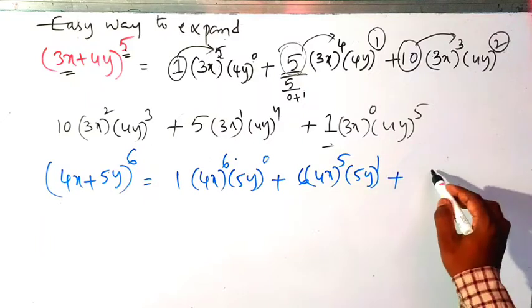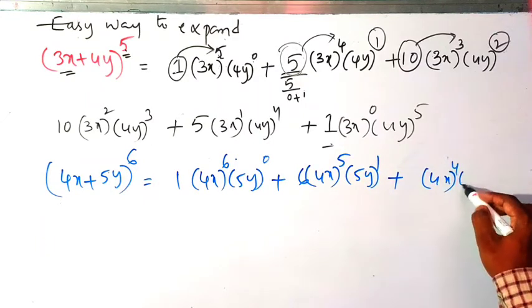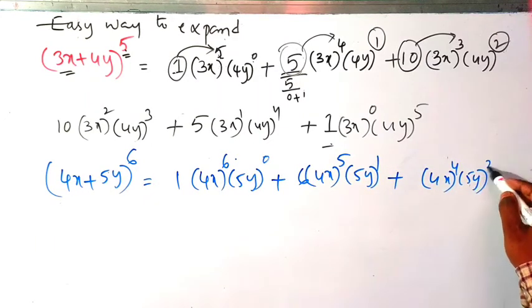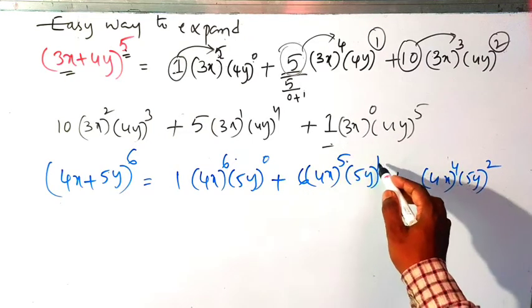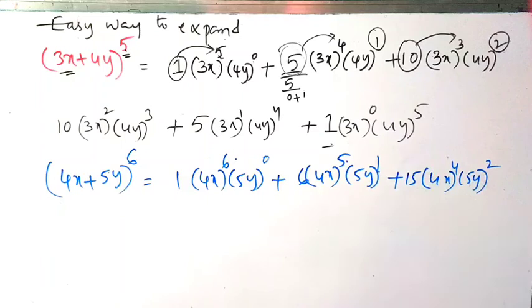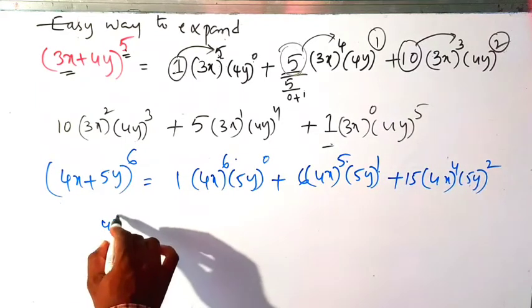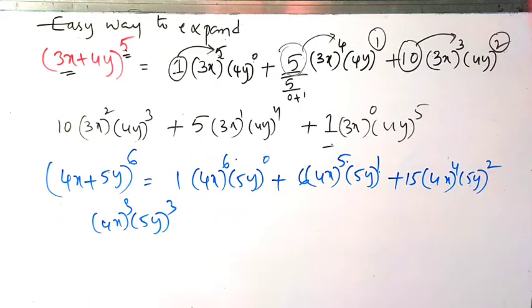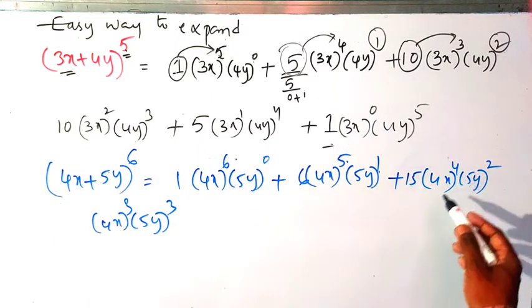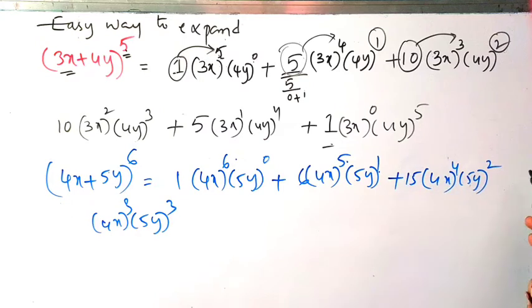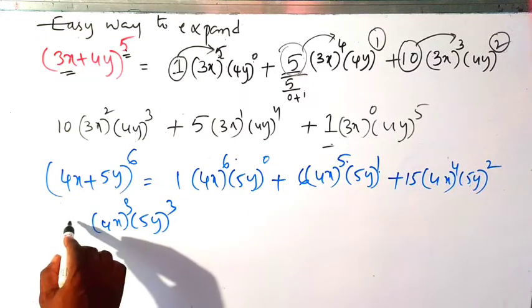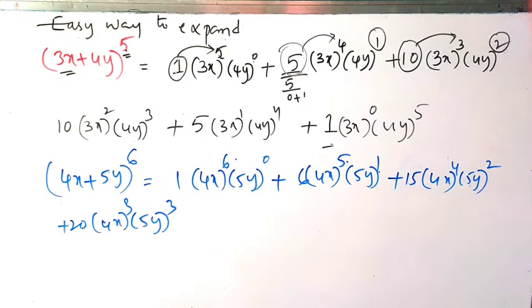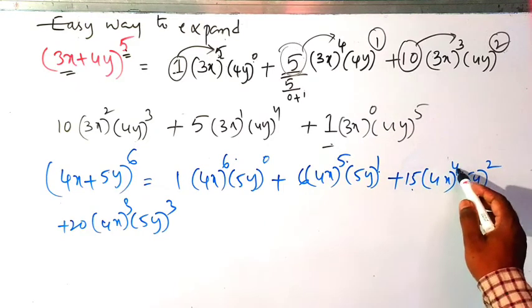Next. 4x whole power of 4, 5y whole power of 2. So then after 6 5s are 30. 30 by 2, 15. Okay. Next. 4x whole power of 3, 5y whole power of 3. Then after coefficient is nothing but 15 fours are 15 into 4, 60. 60 by 3, 20. Okay. Why? Because 15 fours are 60.